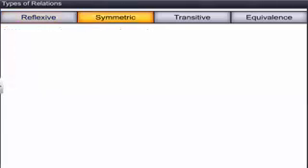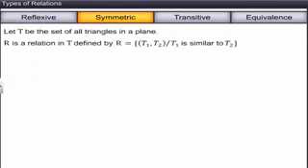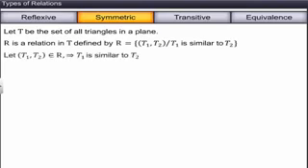Next, let's see when a relation is said to be symmetric. Again, consider the same relation R in T defined by (T1, T2) such that T1 is similar to T2. Let (T1, T2) be an ordered pair in set R. Then it will imply that T1 is similar to T2. So we can also say T2 is also similar to T1. This implies the ordered pair (T2, T1) is also in R. Such relations are called symmetric relations.